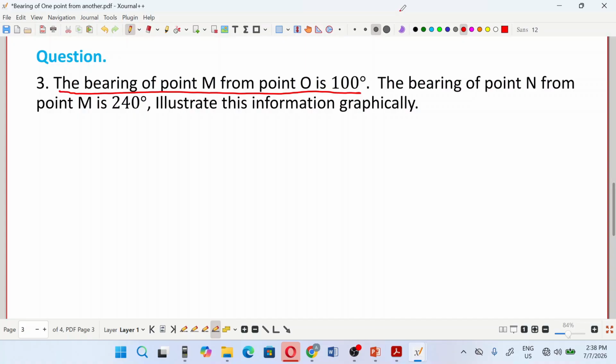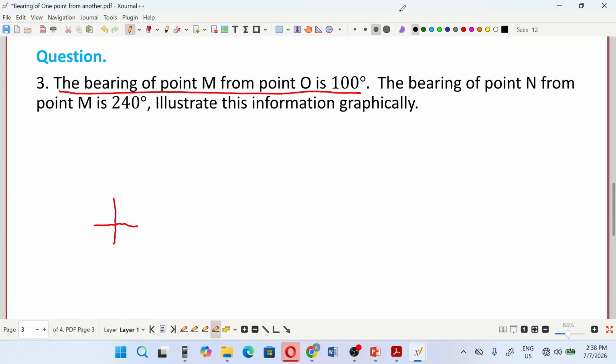The bearing of point M from point O is 100 degrees. So this is a bit different. If you remember the first one, all the 2 points are moving from one reference point, the point of origin. But there are 2 different ones. So let's look at the first one here. I'm talking about this, the bearing of point M from point O.